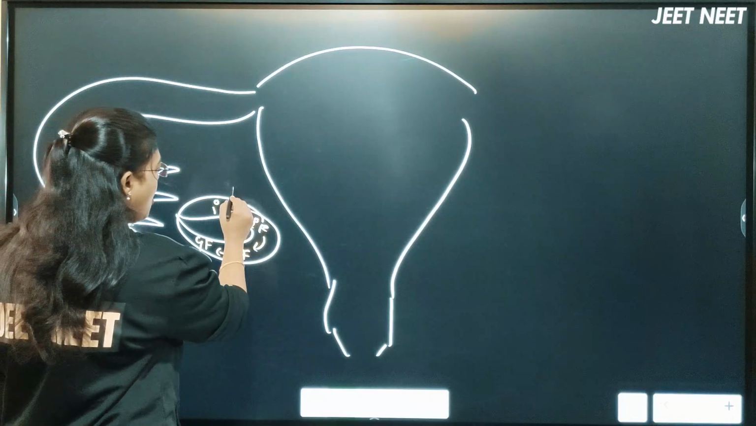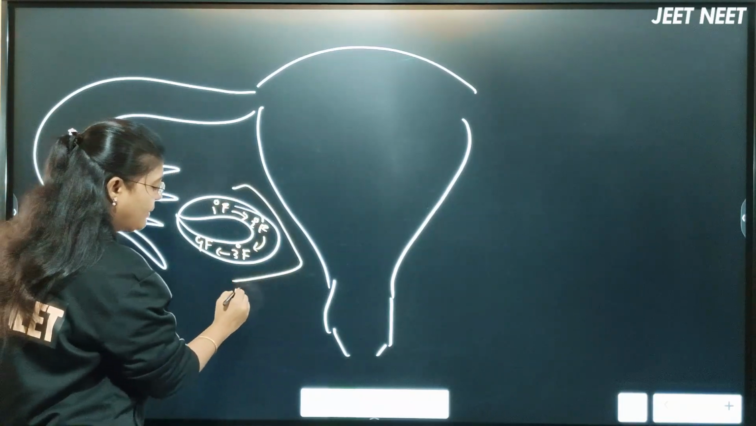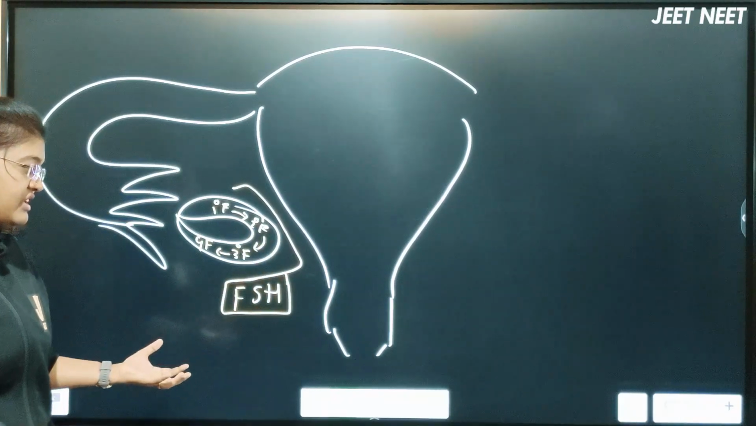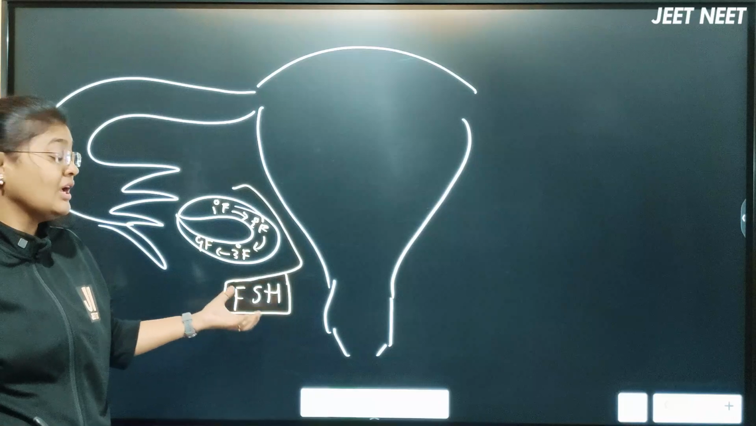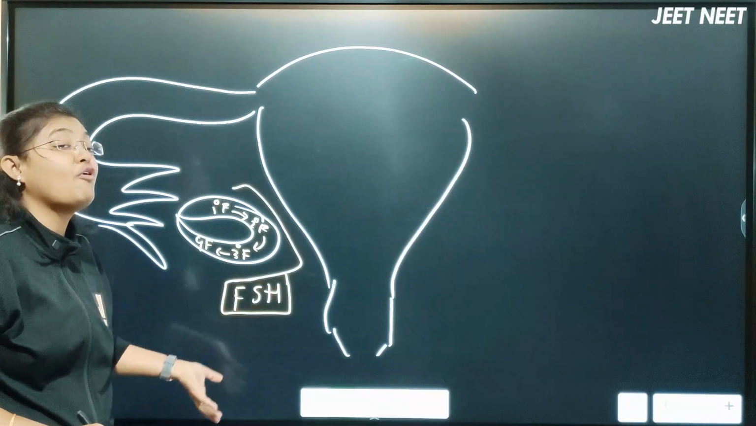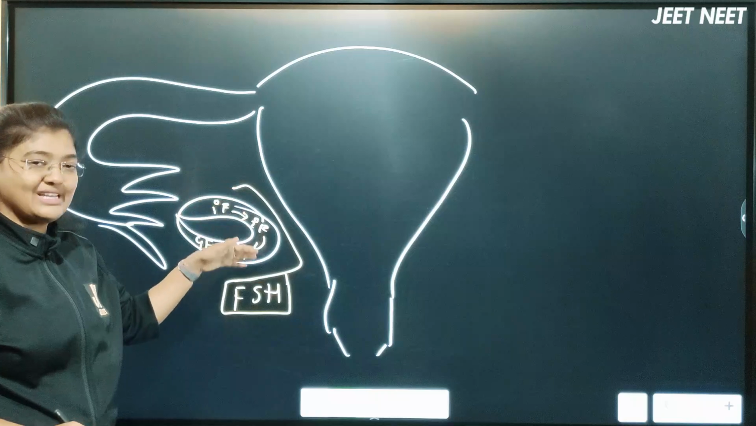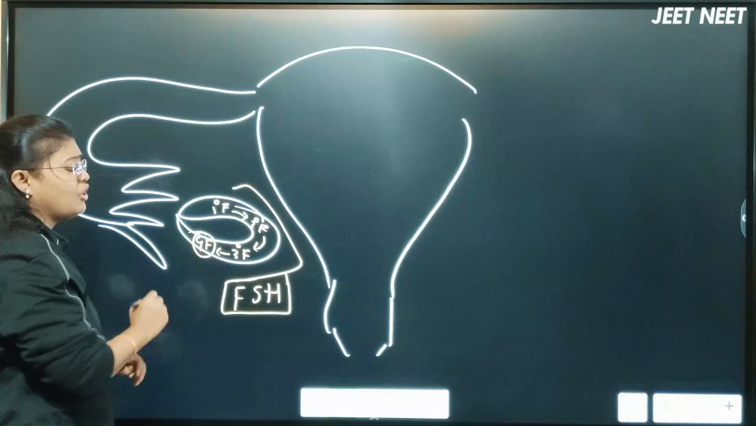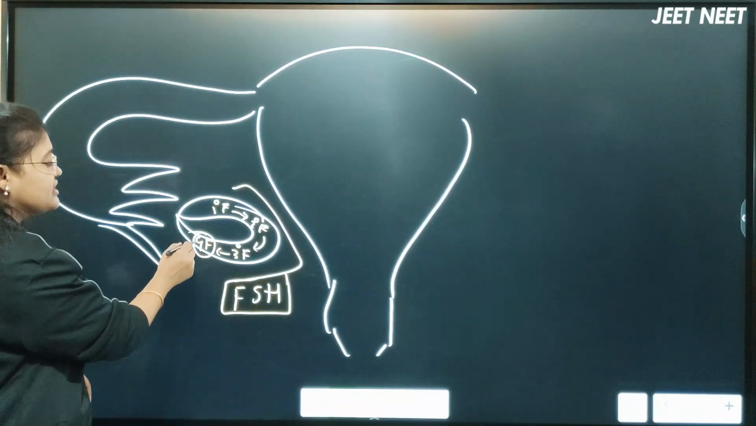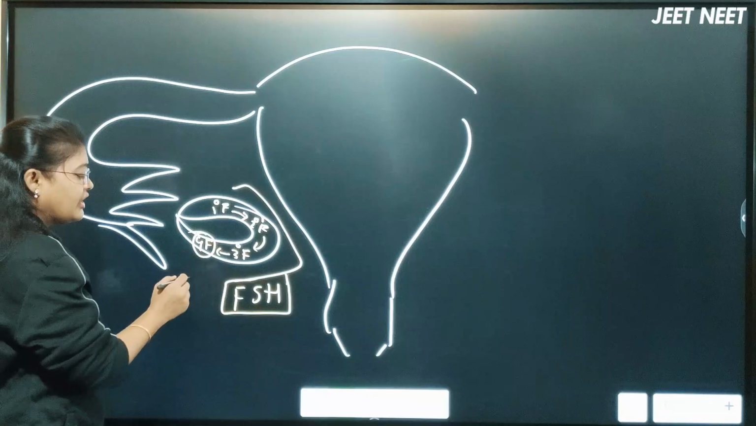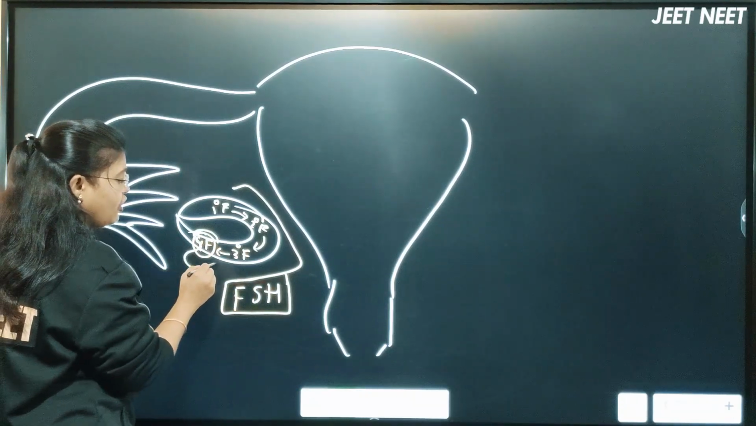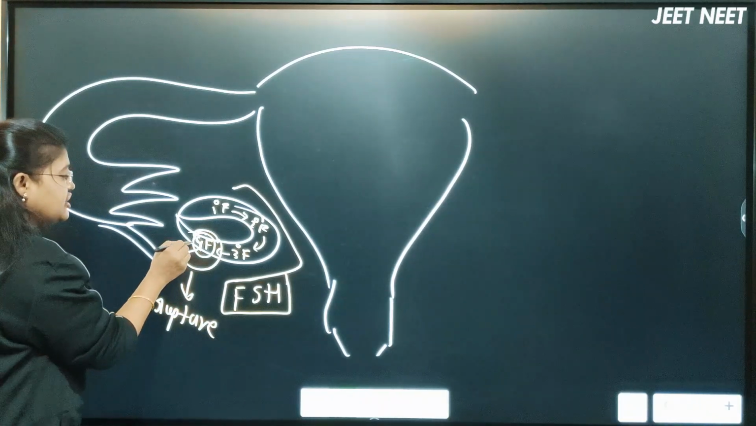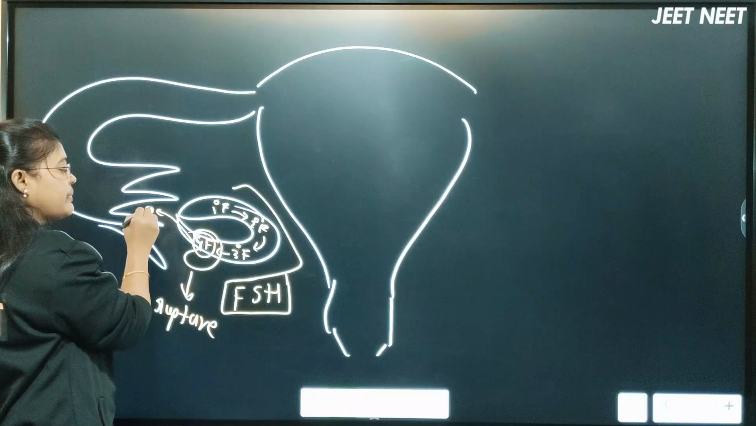The Graafian follicle. Beta, all this follicle stimulation happens because of which hormone here? FSH. You know the full form of FSH, follicle stimulating hormone. The name itself is telling, I am going to stimulate the follicles into primary, to secondary, to tertiary, to the Graafian follicle, right? Once the Graafian follicle structure is matured, now it is ready for which purpose here? Ovulation. What will it do? Ovulation is nothing but the Graafian follicle getting ruptured.